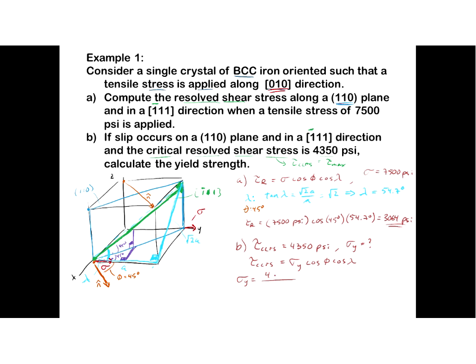All right. So we basically take the applied 4350 psi and divide that by the cosine of phi, which is 45 degrees, times the cosine of lambda, which is 54.7 degrees. And what we find is that the yield strength is 10,600 psi.